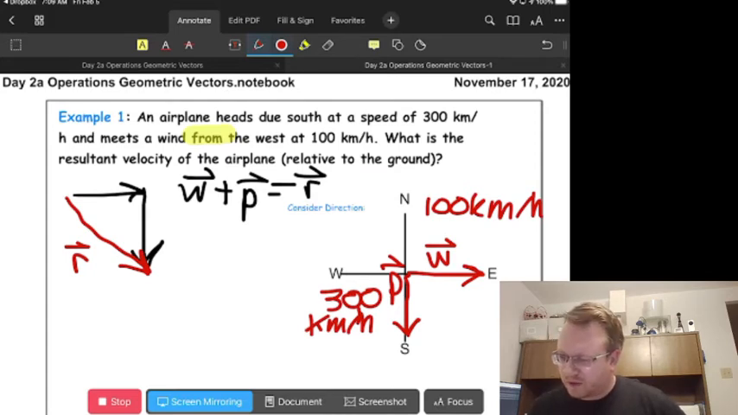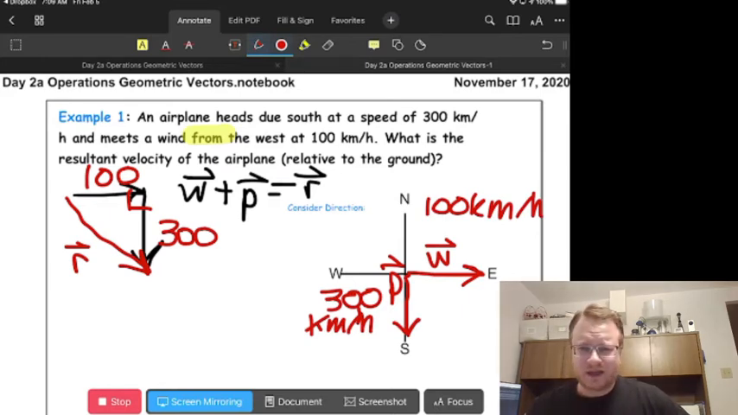What do we know about this triangle? Well, I know this is a 90-degree angle. I know the length of my wind vector right here is 100. I know the length of my plane vector. It is 300 kilometers an hour. So we can actually find our missing side length right away. We can find what is the speed the plane is traveling at, so the magnitude of that velocity vector, and let's find that. We'll just use Pythagorean theorem.